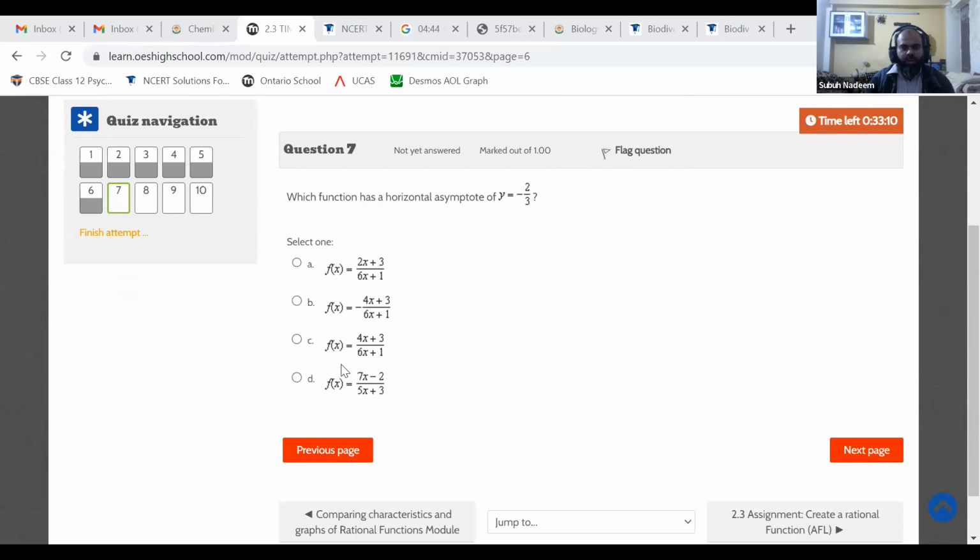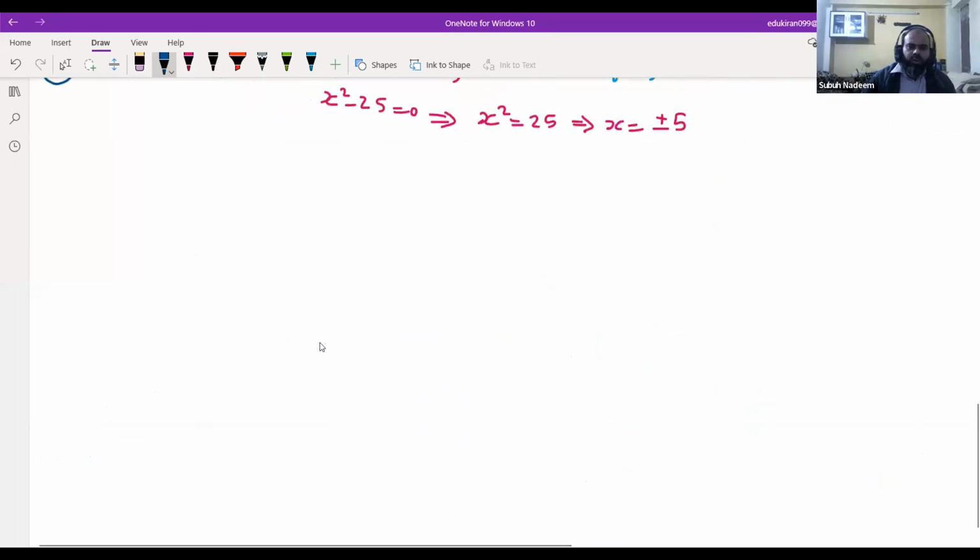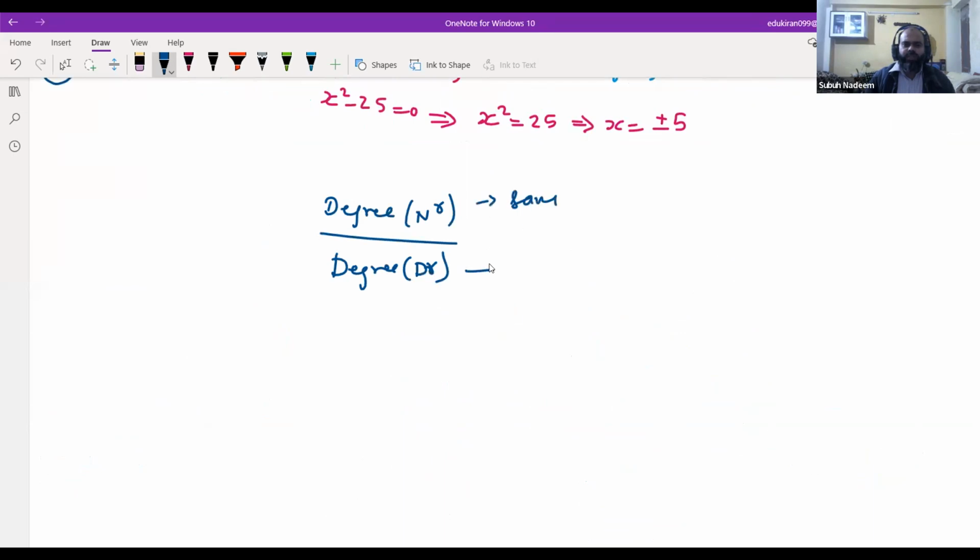Which function has a horizontal asymptote of y is equal to 2 by 3? Y is equal to minus 2 by 3, okay? So how do we find a horizontal asymptote? First, what is the condition to find a horizontal asymptote? I'm just revising it for you, but you will give the answer to me. If the degree of numerator and degree of denominator are the same, that is, the highest power is the same, then there is a horizontal asymptote. In all the options you have given, it is linear in numerator and linear in denominator, so there is a horizontal asymptote. Now what is that horizontal asymptote?